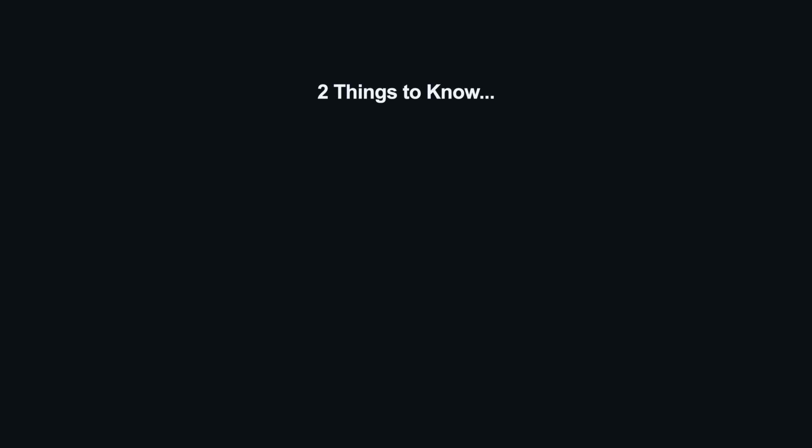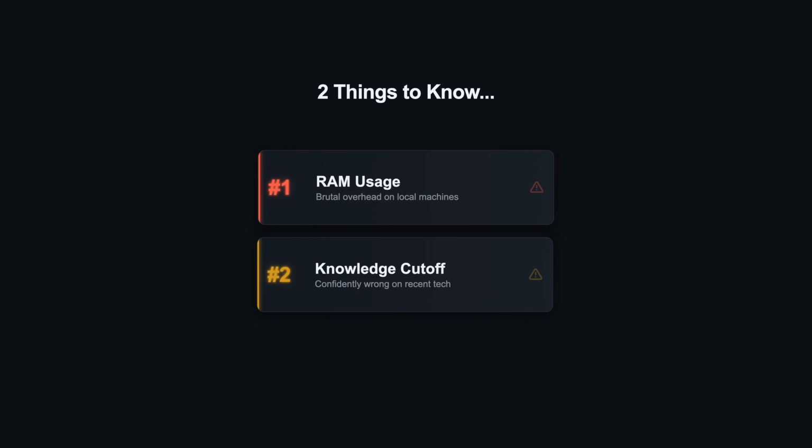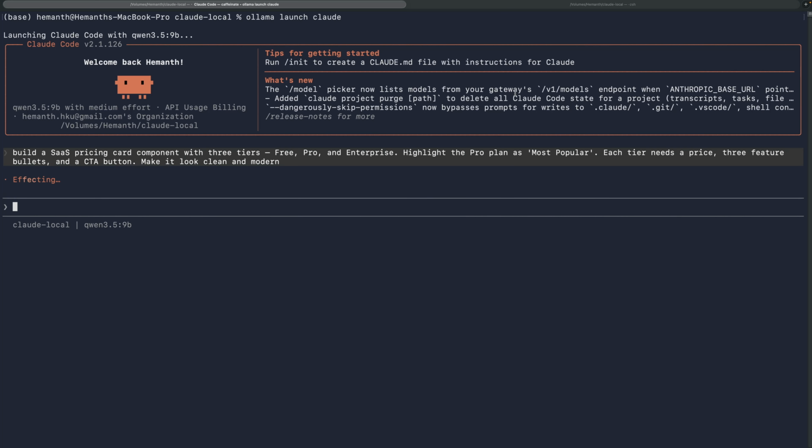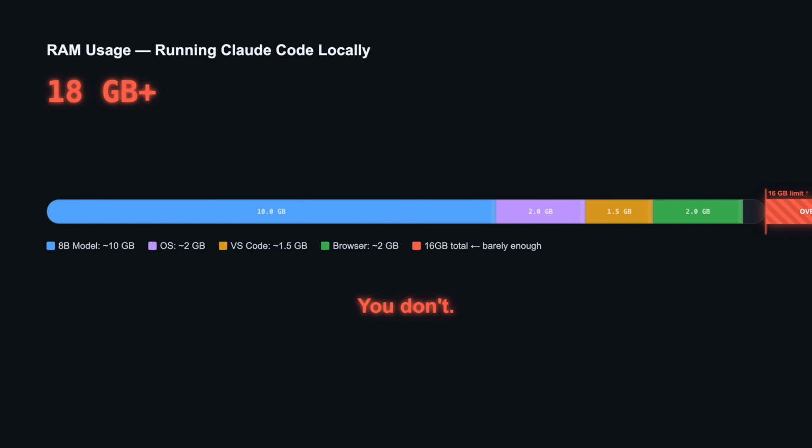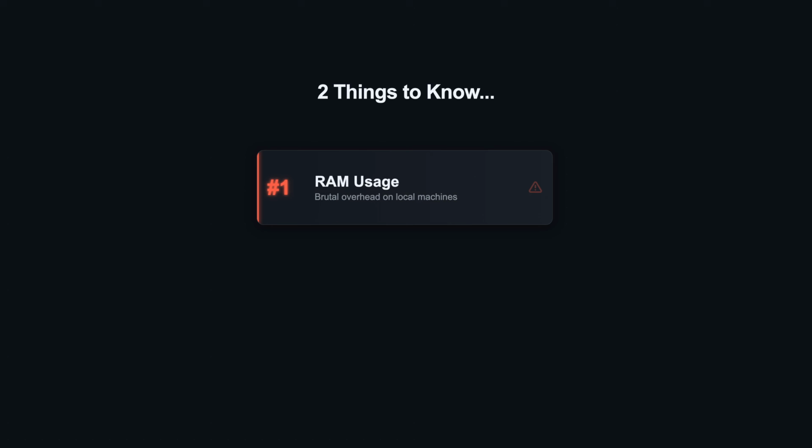Two things worth knowing before you commit to this. First, RAM usage is brutal. I have 24 GB RAM in my machine. Running Claude Code with a 9B Qwen 3.5 model, it was eating around 15 GB of RAM. When I ran the same model directly in Ollama without Claude Code, it was noticeably faster. Claude Code adds overhead on top of the model. It is reading files, running commands, maintaining session state. If you are on 16 GB and thinking the model needs only 6 GB, so I have got headroom, trust me, you don't. Not once Claude Code is doing real agentic work.